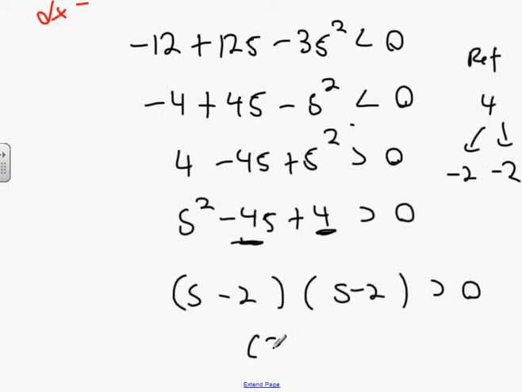Now, can anyone in the class tell me why is S minus 2 squared greater than 0? Anybody tell me? It's a perfect square. It's a number that's being squared. Whatever happens on the inside, the answer is going to get squared, which means it has to be a positive number. It's guaranteed to be a positive number.